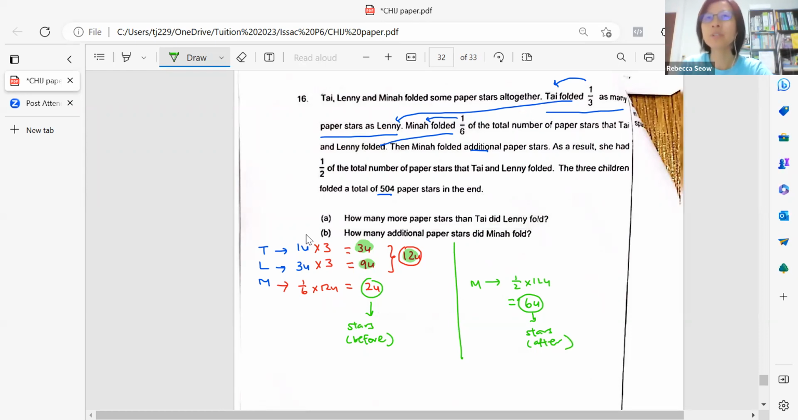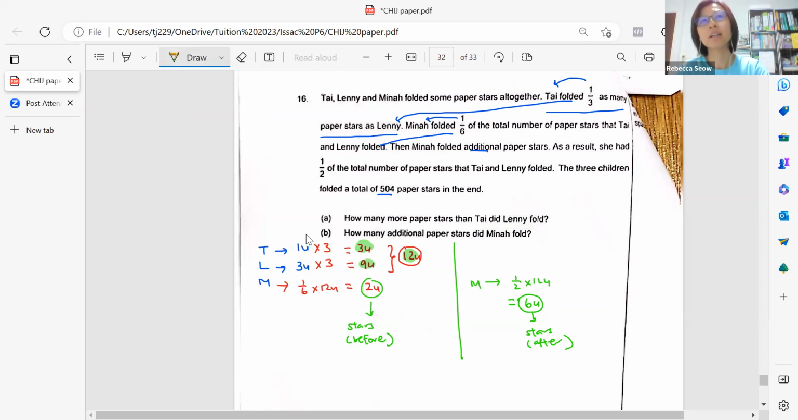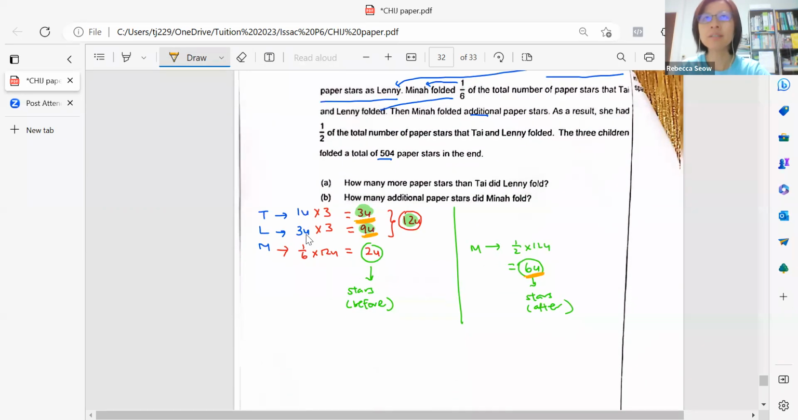The 3 children folded a total of 504 stars in the end. Okay, now what is 504 made up of? At the end of the day, Ty will have folded 3 units of paper stars, Lenny 9 units, and Mina is the one who folded extra after that, and she would have folded 6 units worth of it. So if we add up these three numbers, it will be 504 altogether. So 3u plus 9u plus 6u, that gives you 504. So we can say that 18u is 504.